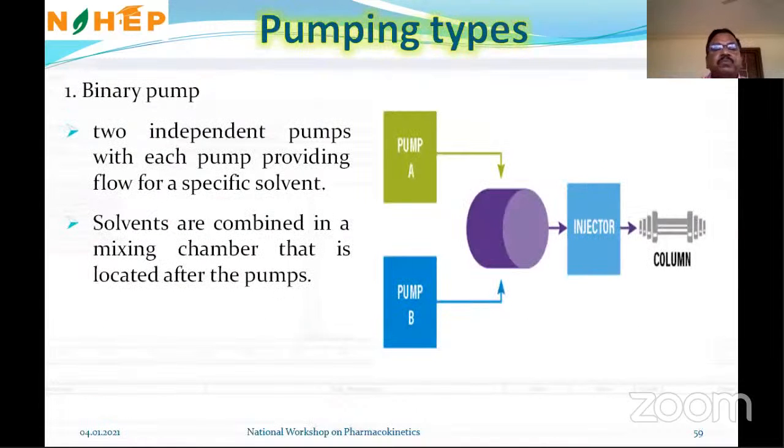Again, there are two types of pumps. Binary pump: here, two independent pumps, with each pump providing flow of a specific solvent. Here, two pumps are there, so they pump different solvents into the system. The solvents are combined in a mixing chamber. This is the mixing chamber that is located after the pumping, and then this mixed mobile phase will enter through the injector into the column.